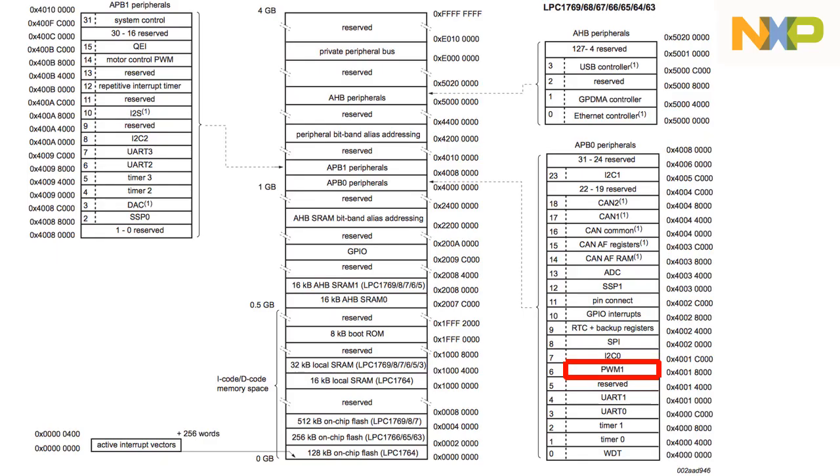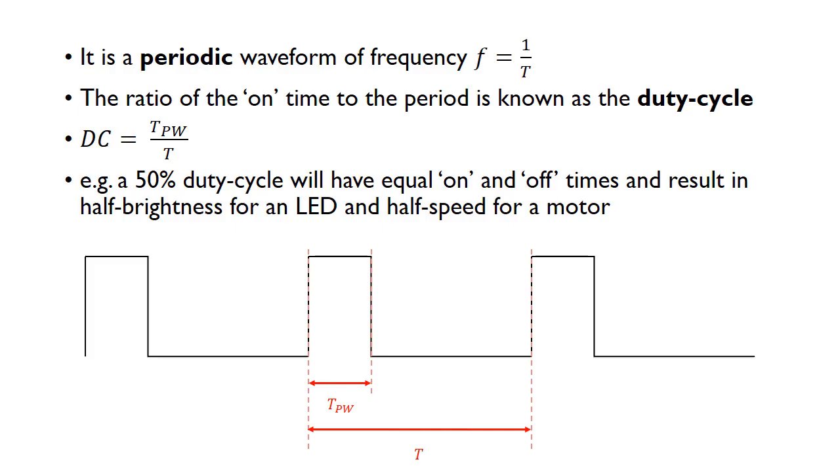So in this memory map, we can see the location of the PWM registers. The registers live within these address ranges. So by writing values to those registers, you can configure the behavior of the PWM.